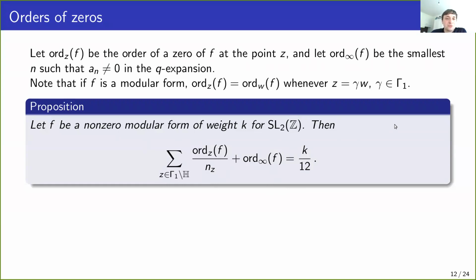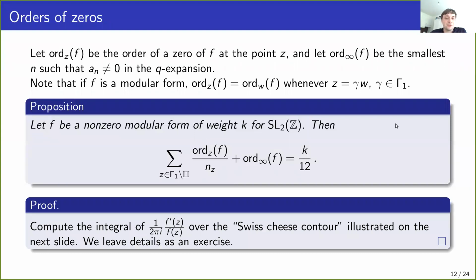And I won't say much about the proof, except I'll indicate the main idea, but it's some exercise. So what you do is you just compute the integral of d log f, which would count you the number of zeros in the usual way, but you integrate it over a certain Swiss cheese contour, which I'll show in the next slide. And then you compute that various parts of this contour contribute more or less all the terms in this formula. They add up to 0 because of the theorem of Cauchy.